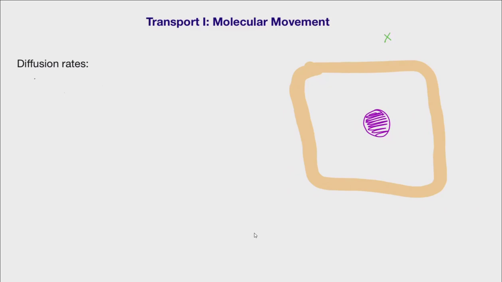Now, what I mean by molecular transport is, imagine if I have some solute or water out here and I want to get it in the cell. That's molecular transport. Or if I have something in the cell and I want to get it out of the cell, that's molecular transport. Notice that in both cases, I need to cross the plasma membrane.